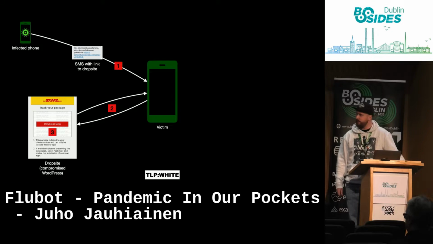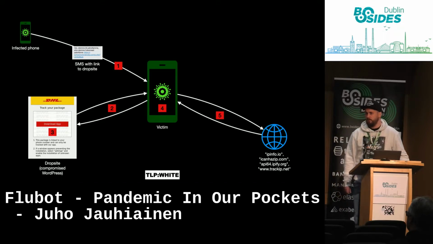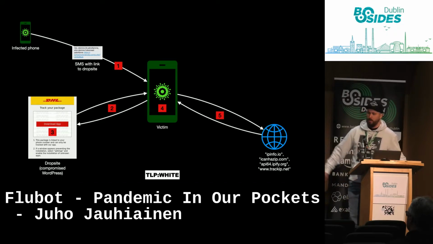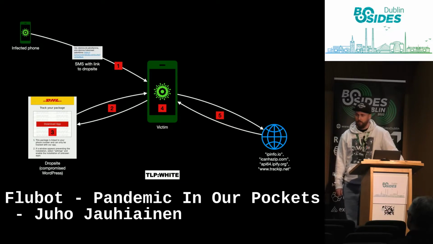Then if the victim downloads the APK and sideloads it, installs it to their device, they get infected. The first thing Flubot does is check the public IP address of the device. It uses 4 services that reveal your public IP address, and it stores the information in the shared preferences so that it can use it later on, and of course update it if the victim's IP gets a new release and so on.